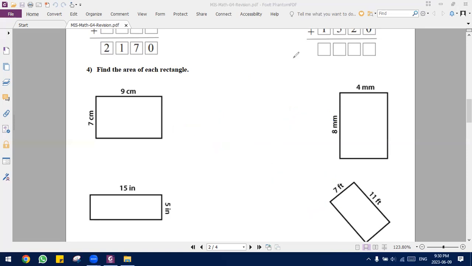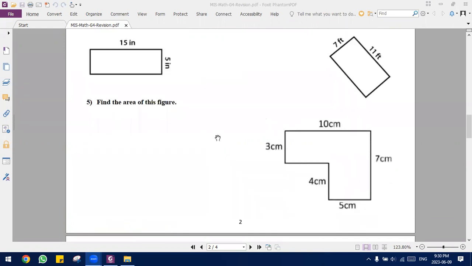So that was about rectangles. Remember the formula, area is equal to length times width, and write it in the exam. Now here, find the area of this figure. As you can see, this figure is not a regular figure. I don't know the formula of its area, but we can do something here.